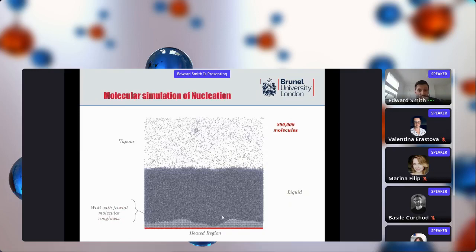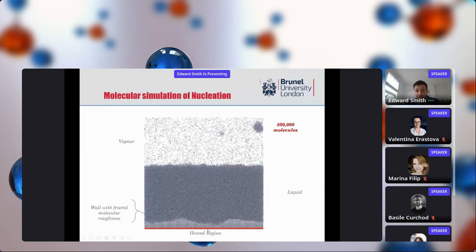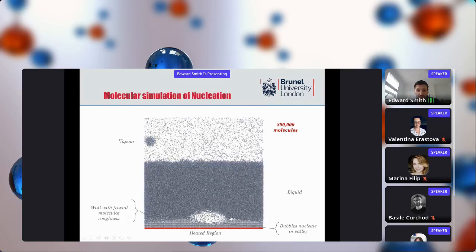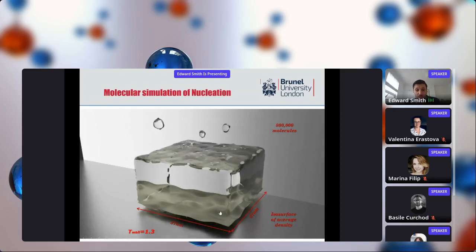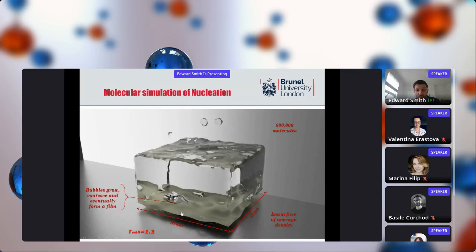The other final example is one of nucleation. So if you have a rough wall and heat conduction through that wall, we would see formation of a bubble. The bubble would grow and nucleate in the valley and then eventually grow to a larger scale. If we consider this as a rendered isosurface, you can see that at regions in space we start to see the formation of bubbles. Those bubbles grow and then eventually spread out for a given region and eventually coalesce together.